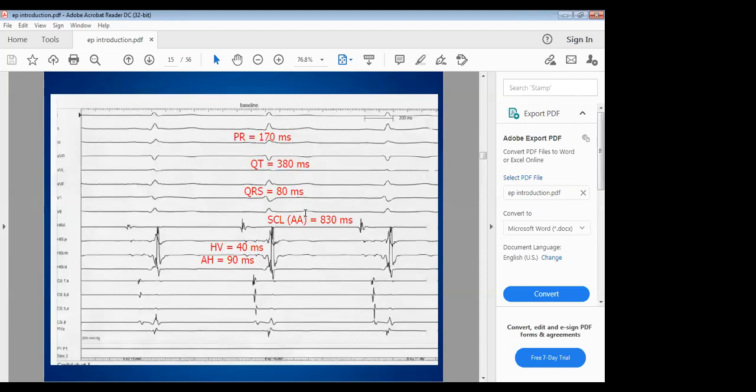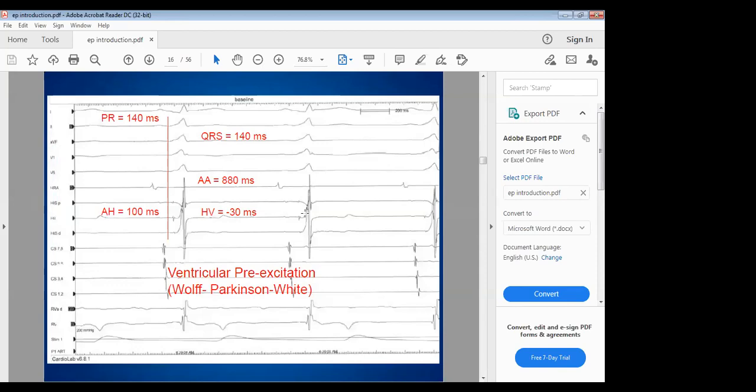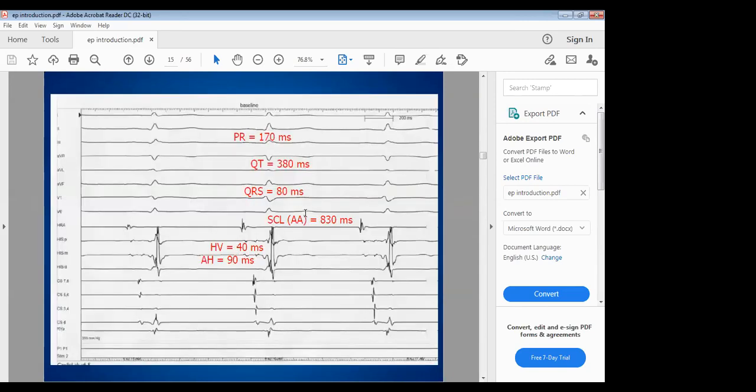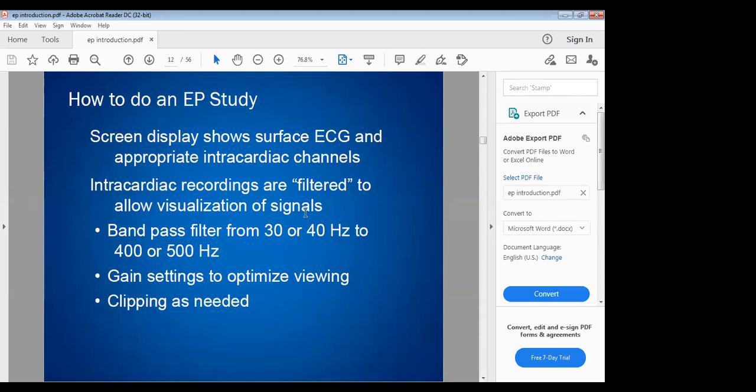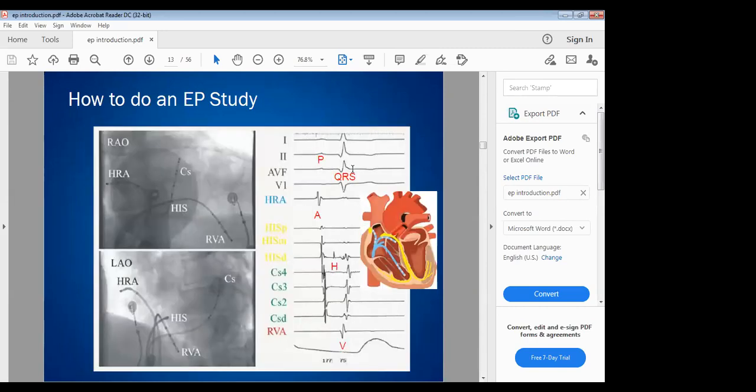I think we'll still come to this EP study. I think I'll take that one as the next lecture. But just to emphasize my sinus node recovery.